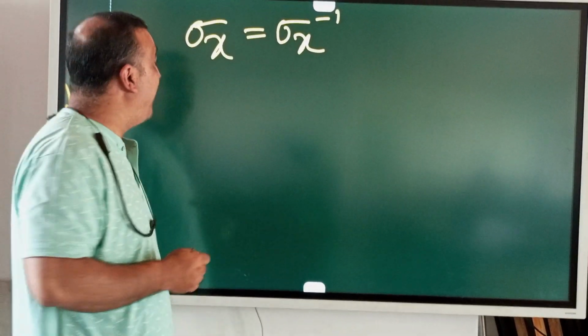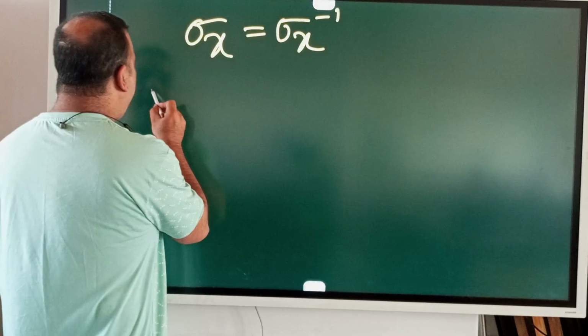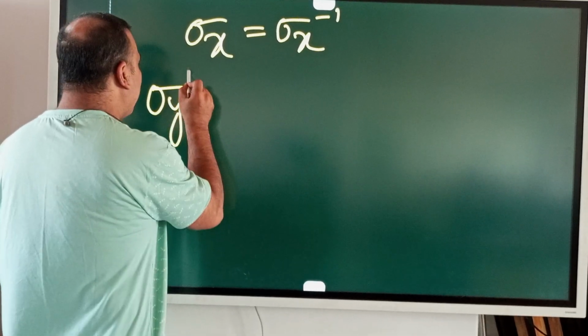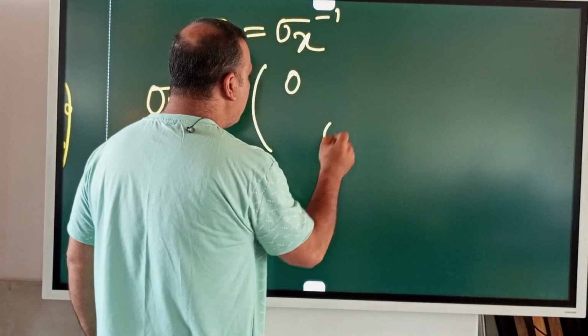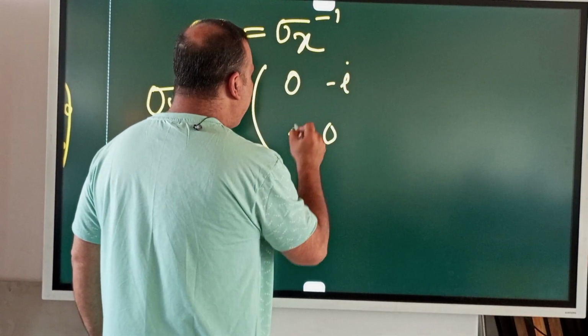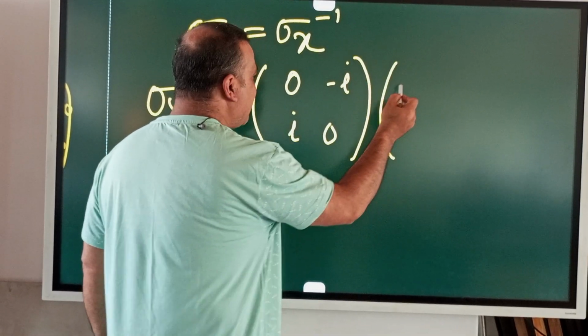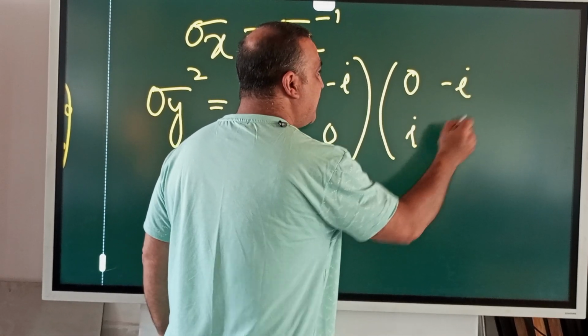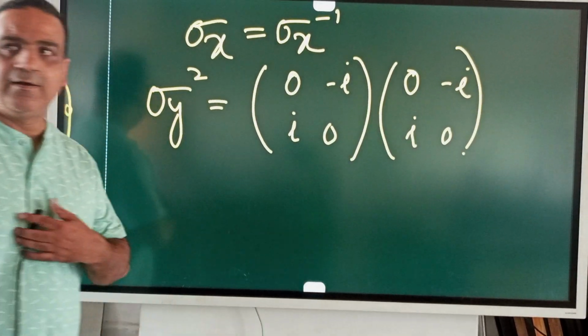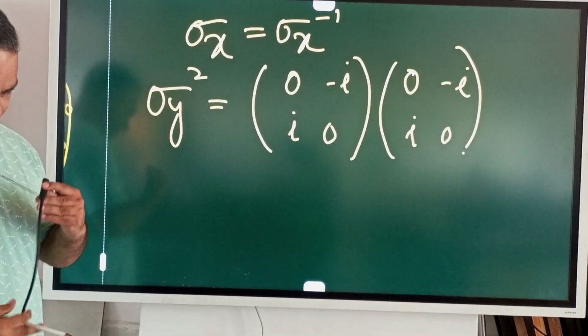You can check the same thing for sigma y. Now what is sigma y squared? That is 0, minus i, i, 0. Multiply it with the same matrix, 0, minus i, i, 0. Is this clear?